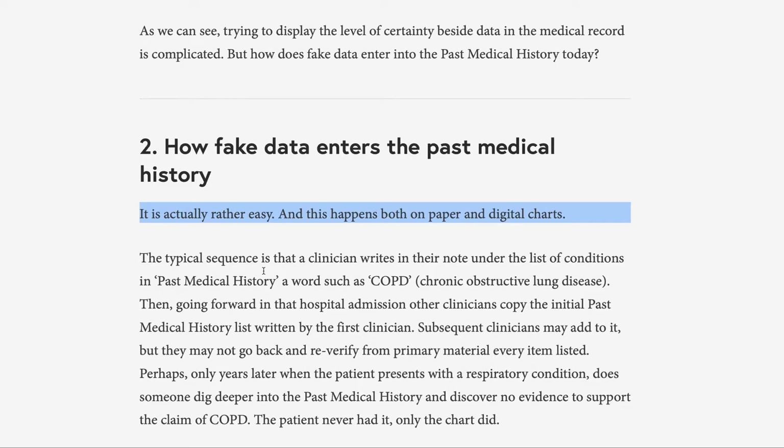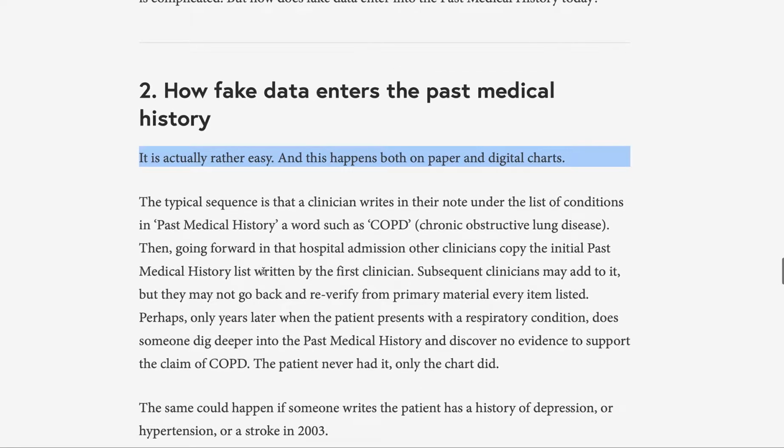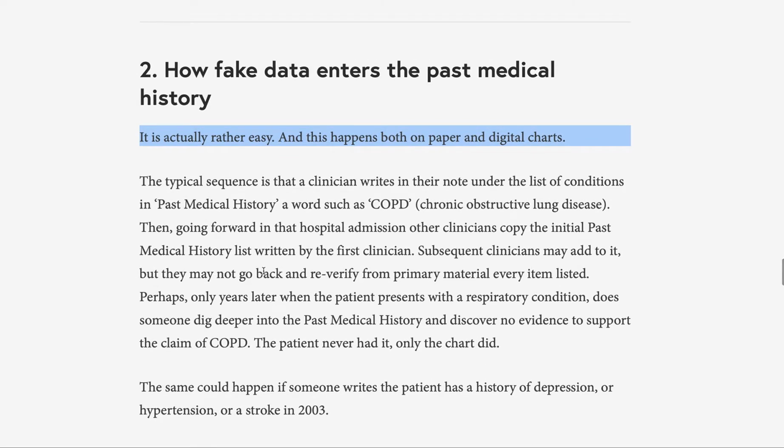And then perhaps several years later, or maybe a few decades later, the patient may represent, this time with a respiratory condition, and in this case, perhaps someone digs deeper into that past medical history to try to really understand the supporting evidence for the claim of COPD, and they may discover that in fact the patient never had it, only the chart did. And so this is very common. We see this all the time. And the same could happen if someone writes that the patient has a history of depression or that they had hypertension or a stroke in 2003.